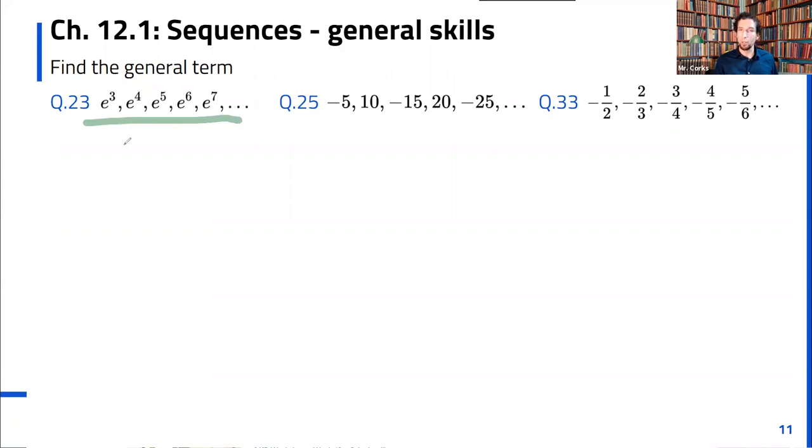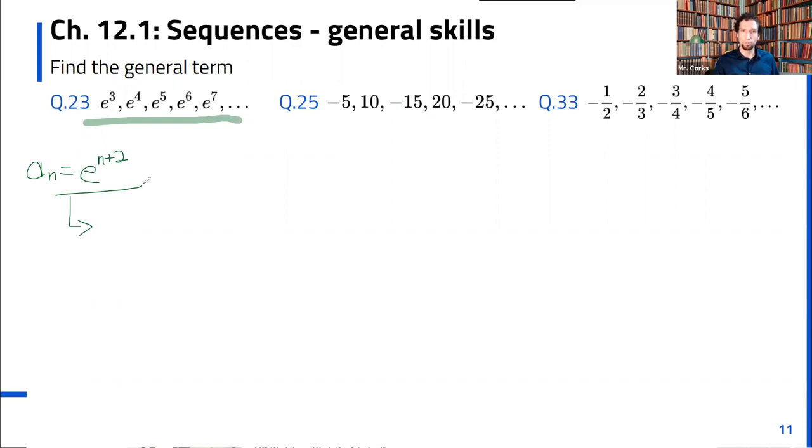We want to find a general term. So an equals something that will give us this sequence here. Does anyone have an idea of what we could do? E to the exponent n plus 2. Okay, so that seems like a good guess. How can we check if we have this right? Just substitute 1 through 5 into the equation.